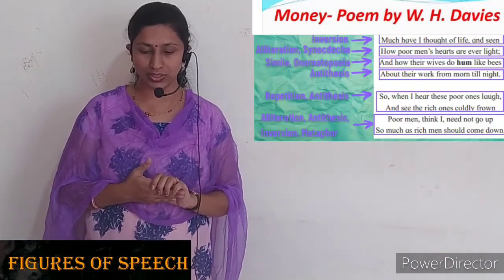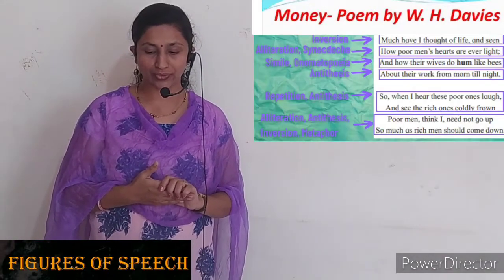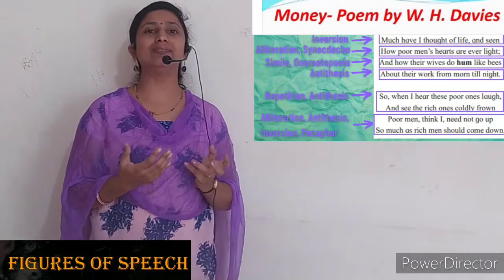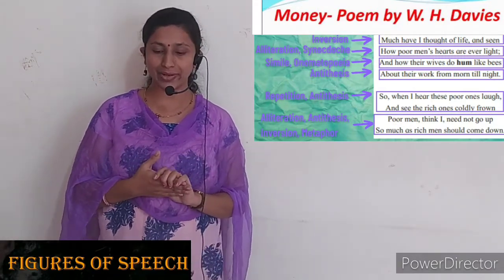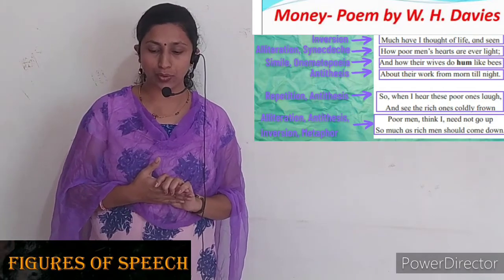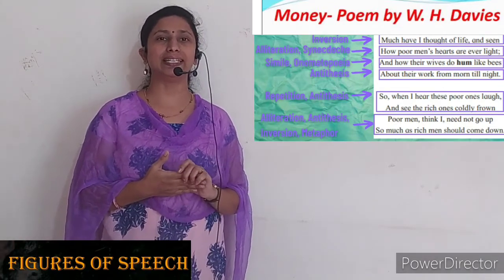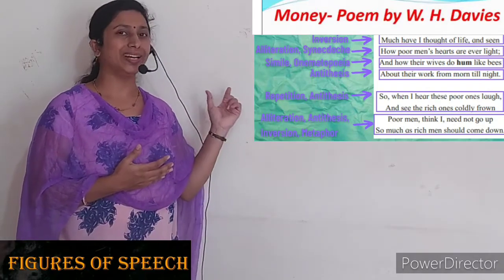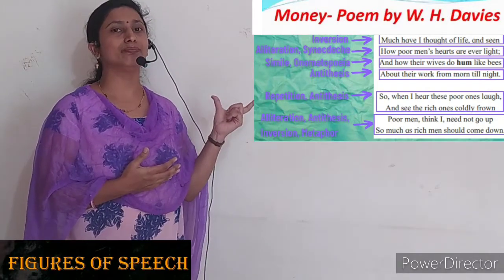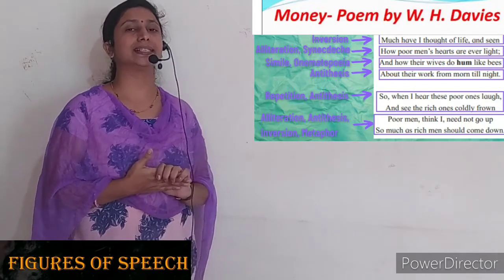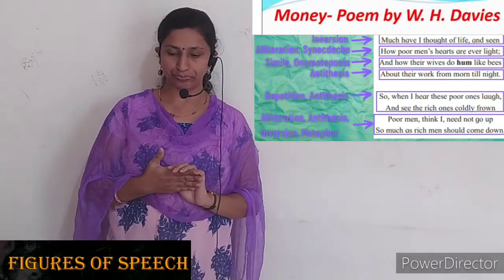Now let's go to the third stanza. Much have I thought of life and seen. Here obviously inversion is there, because how should the sequence be? I have much thought of life and seen. So in this way the sentence construction should be. The word order has changed. ह्यातला क्रम बदललेला आहे. That's why it is an example of inversion.